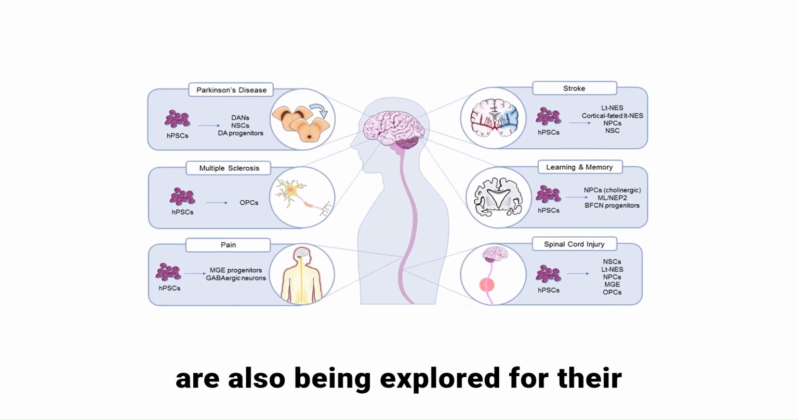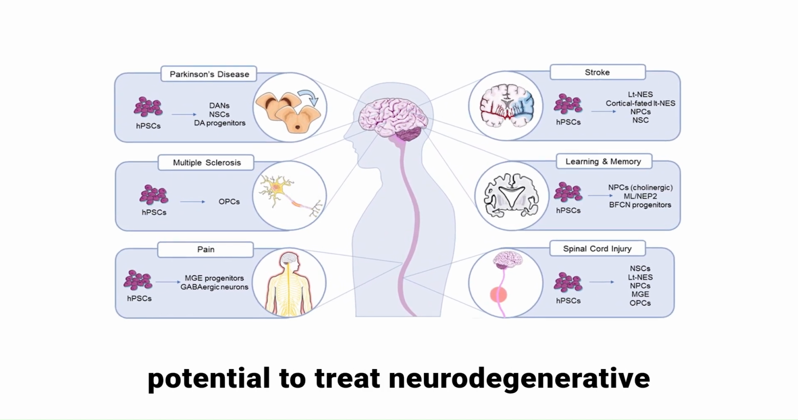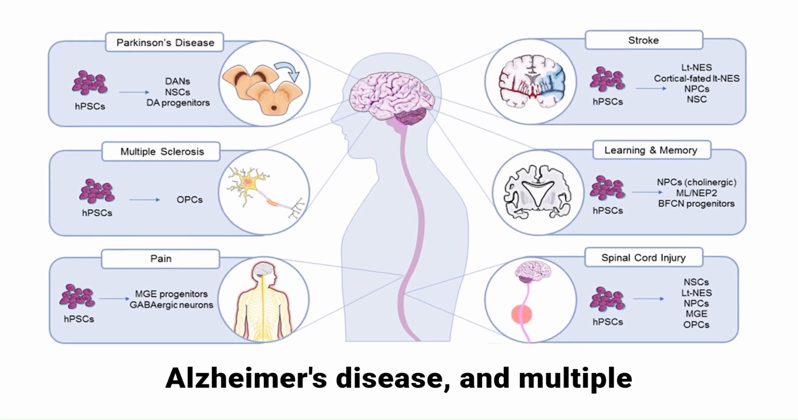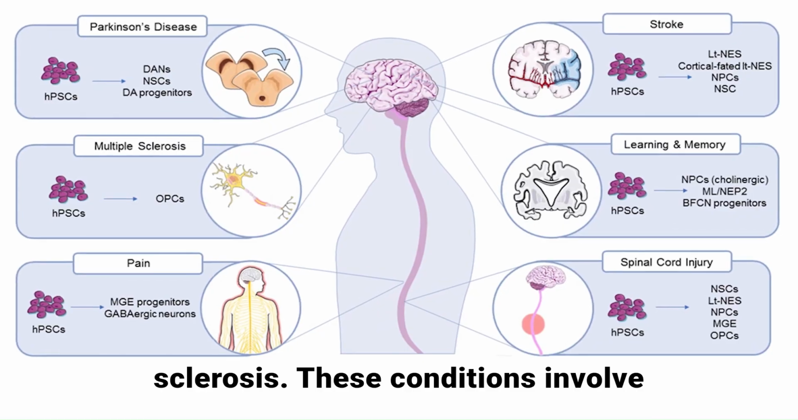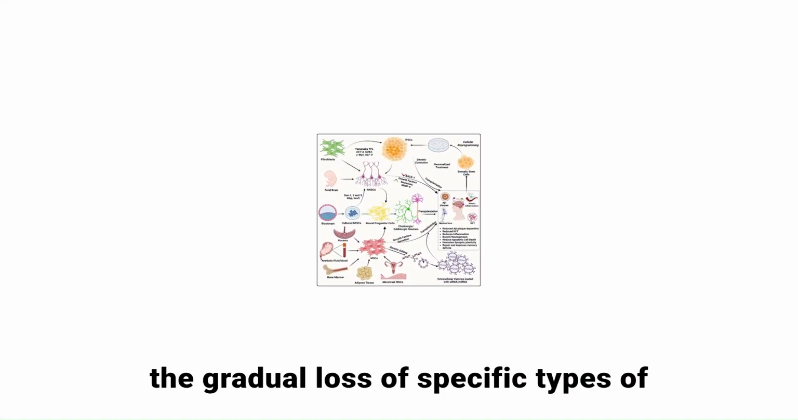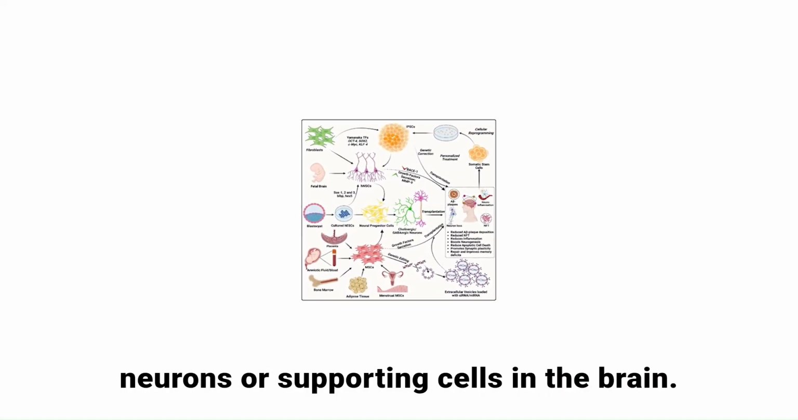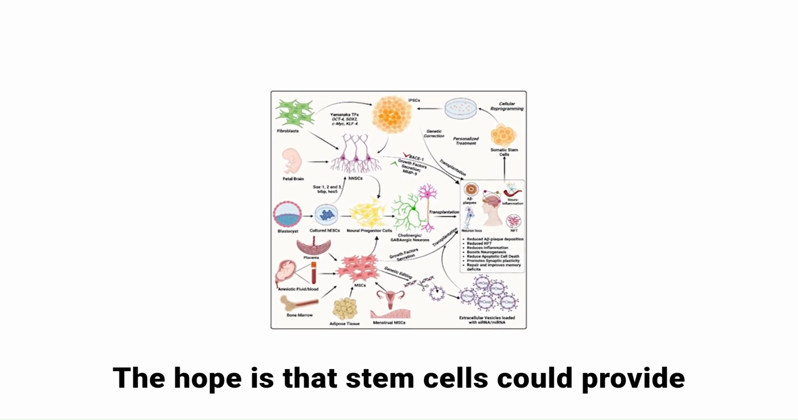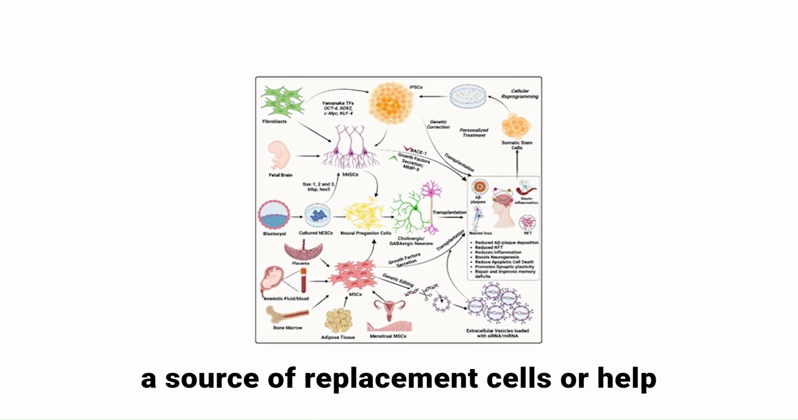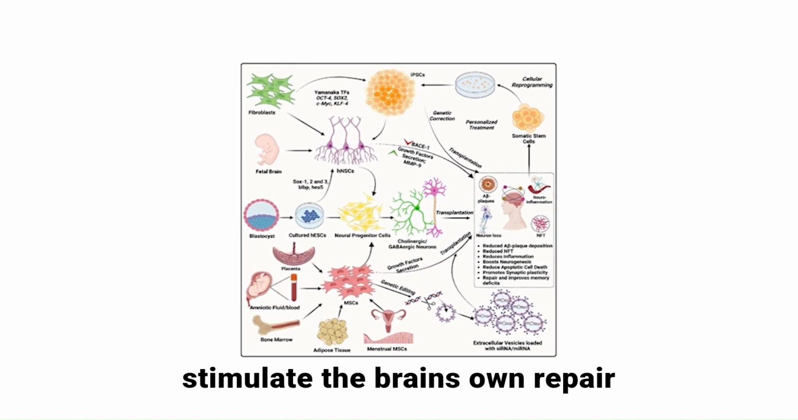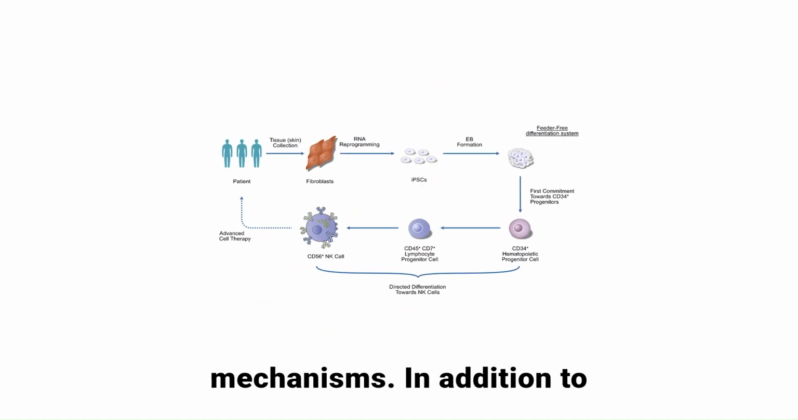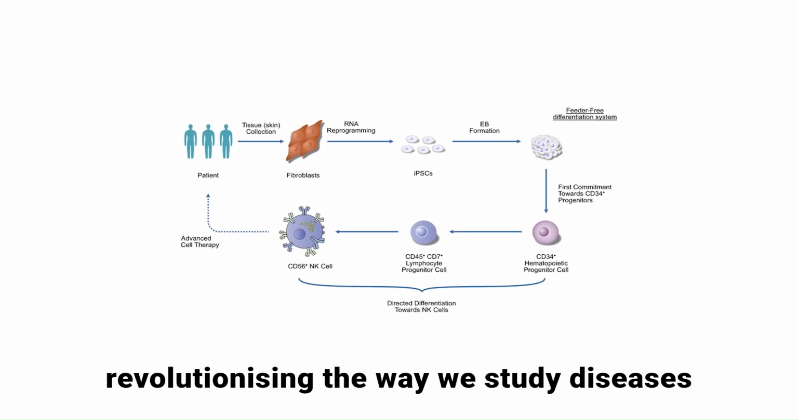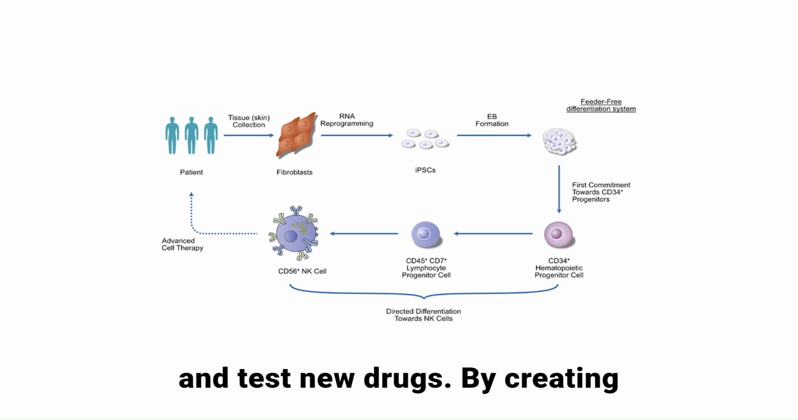Stem cells are also being explored for their potential to treat neurodegenerative diseases like Parkinson's disease, Alzheimer's disease, and multiple sclerosis. These conditions involve the gradual loss of specific types of neurons or supporting cells in the brain. The hope is that stem cells could provide a source of replacement cells or help stimulate the brain's own repair mechanisms. In addition to therapy, stem cell technology is revolutionizing the way we study diseases and test new drugs.